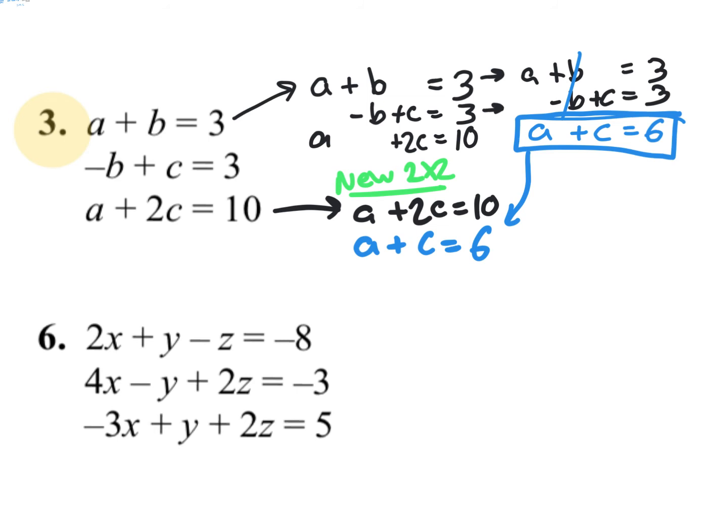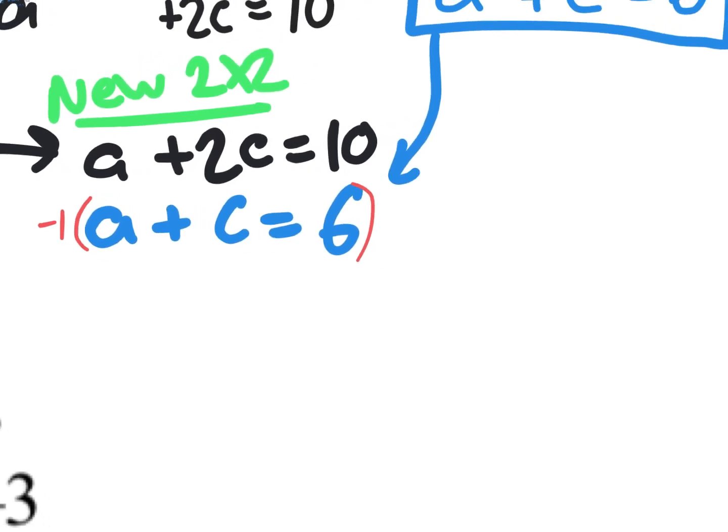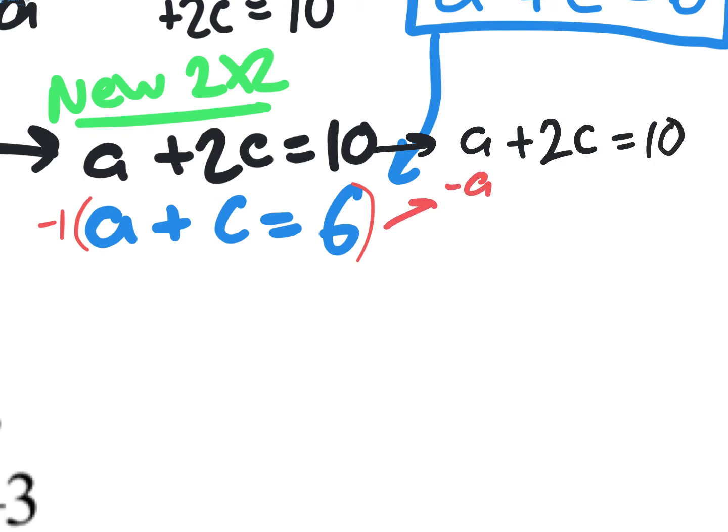So how could I solve this 2 by 2 system? Multiply by -2, the bottom one, or you could simply multiply by -1 and cancel out the A's. It's totally up to you. What do you guys want? -1. Okay, let's go with -1 right here. So the top one's going to stay the same, A plus 2C equals 10. Bottom one's going to become -A minus C equals -6.